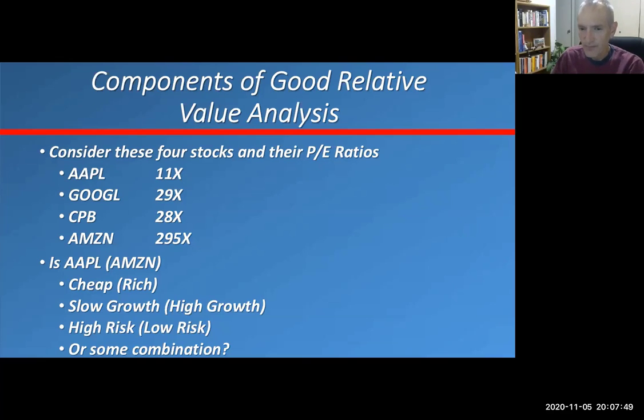So what does this mean? Well, at the time of this chart, if you bought Apple stock, you're paying $11 for $1 of earnings. Now think about that, flipping it, what we call the earnings yield. So if the PE ratio is 11, the earnings yield is 9%. You just take 1 over 11.